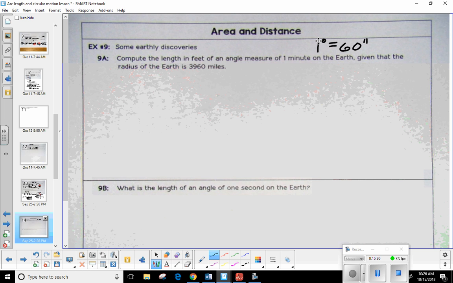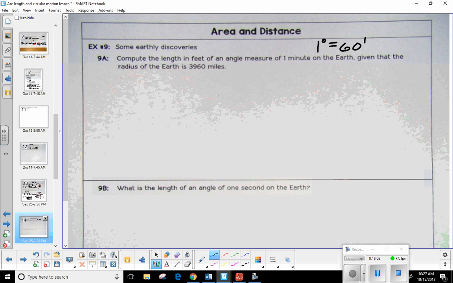Now, what the question is asking, let's say you have a point on the Earth, and the Earth is constantly rotating, right? It's spinning. Well, what it's saying is, in 1 minute, how far is that going to spin, in feet? We're talking about the arc length on the surface of the Earth. Okay. So yes, 1 degree is 60 minutes.